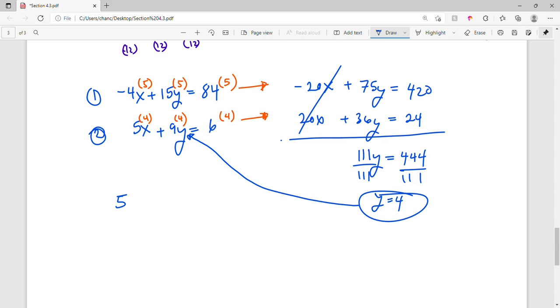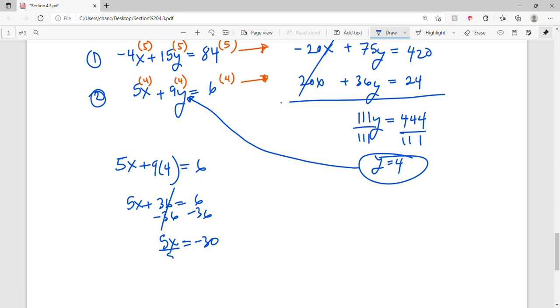So we have 5x plus 9 times 4 equals 6. And I'm using the equation before we multiplied it by 4. It's just easier. So this is 5x plus 36 is equal to 6. Subtract 36 from both sides. We get 5x equals negative 30. And so if you solve for x, x is equal to negative 6. That's our solution. And so we have negative 6 comma 4 as our ordered pair.